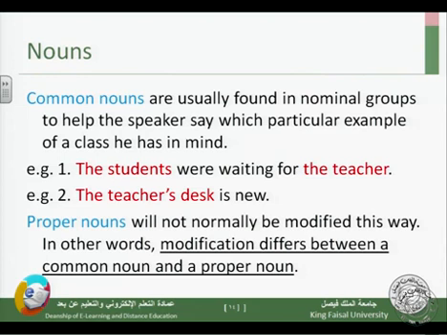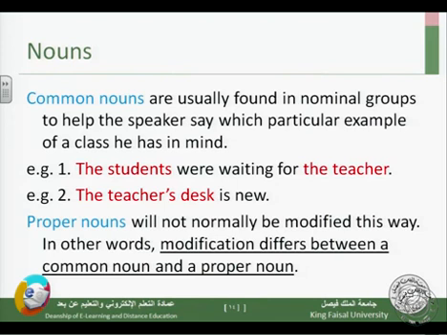So the students, we're waiting for the teacher. We're not talking about all teachers, we're talking about a specific one. In the teacher, the is definite, and it helps us talk about a specific member of this noun. So the teacher is a nominal group, and it is modified by the. Example number 2, the teacher's desk is new. Desk is the head in the nominal group, and the teacher's is the modifier, and it helps us say which particular example we're talking about. We're not talking about all desks, we're talking about a specific example, the teacher's desk.